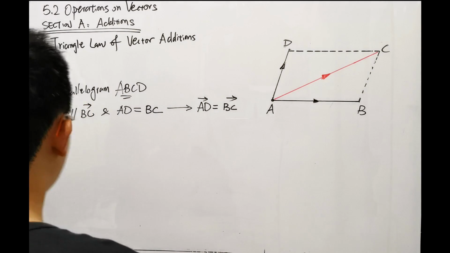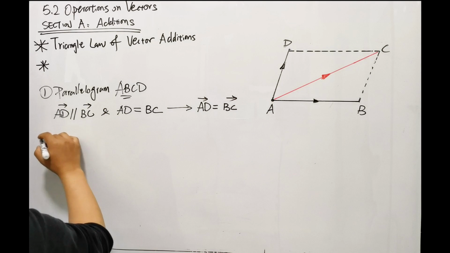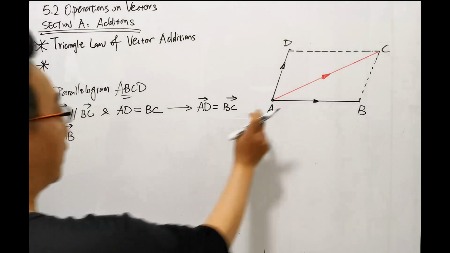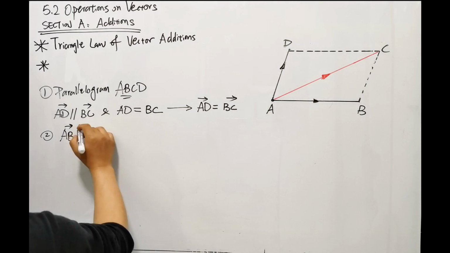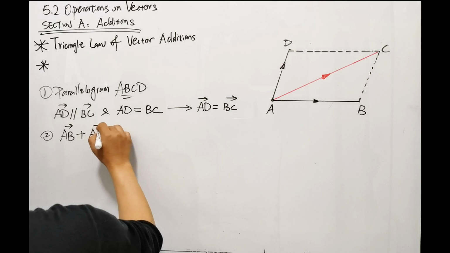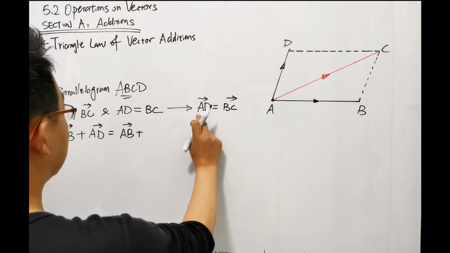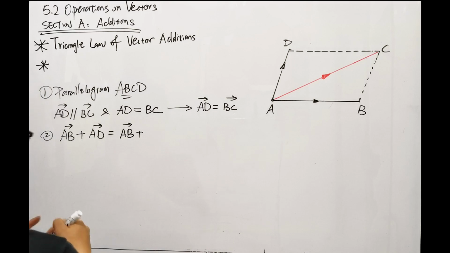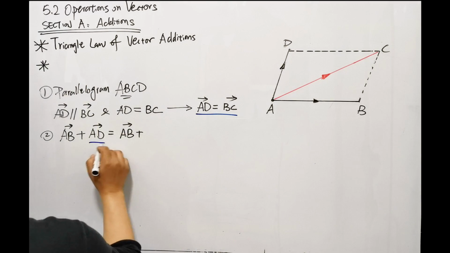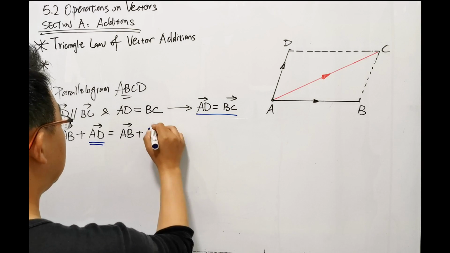So let's put it together. Second thing: AB plus AD equals AB plus, because we already found this, from here we can change to BC.